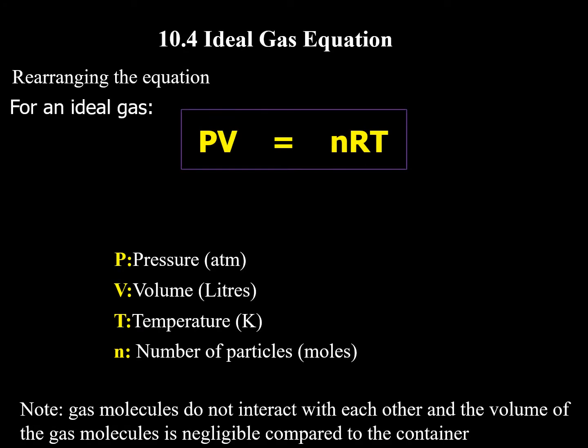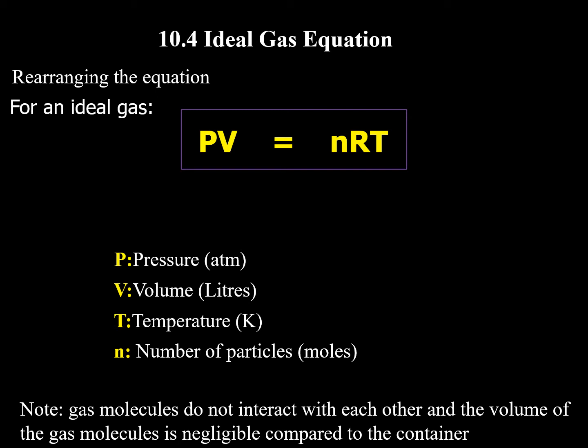So here we have part 2 of the ideal gas. A formula that's used for ideal gases is PV equals nRT. We spoke about this a little bit before, where P is the pressure in atmospheres, V is the volume in liters, T is the temperature in Kelvin, and n is the number of moles.